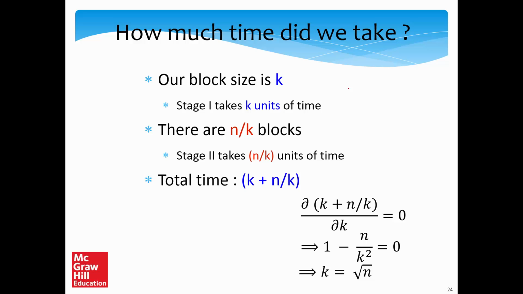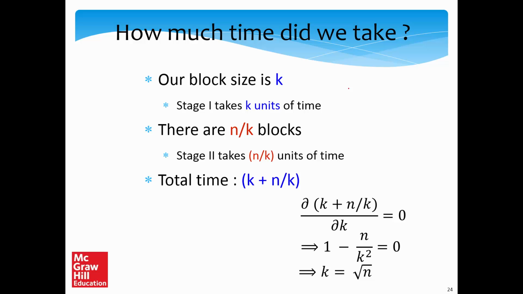So how much time did we take in doing this? Since our block size is k, as I said, stage 1 roughly takes order k units of time. This can be k times some constant, it does not matter. That's the reason I have removed it for the sake of simplicity, but the reader is encouraged to assume it takes c1 times k time. The constants don't matter, they'll get factored out in our equation. So for the sake of simplicity, let's assume that stage 1 takes k units of time.